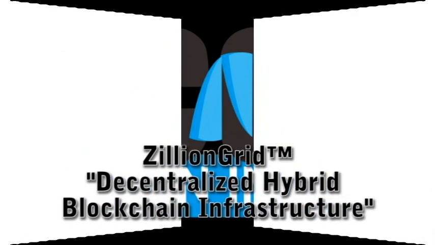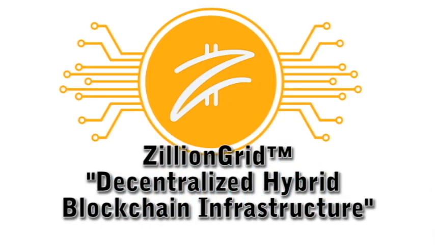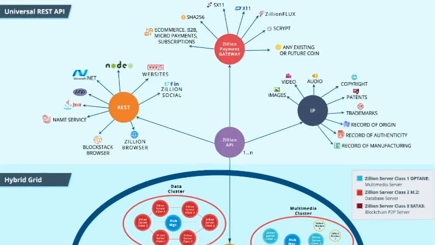ZillionGrid. Decentralized hybrid blockchain infrastructure. What is the ZillionGrid? The ZillionGrid is a decentralized hybrid blockchain infrastructure. This is a decentralized application infrastructure with API and turnkey software solutions. It allows for secure data storage, user profiles and digital assets that are cryptographically secured and authenticated using the Zillion Seal, Zillion Sharding, Z-Shards, and IPFS technology.